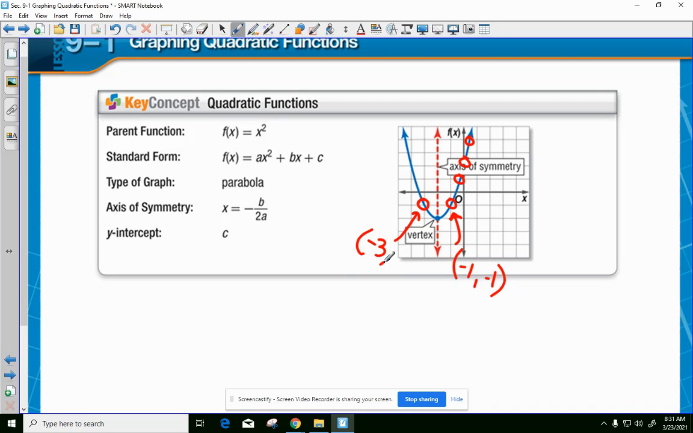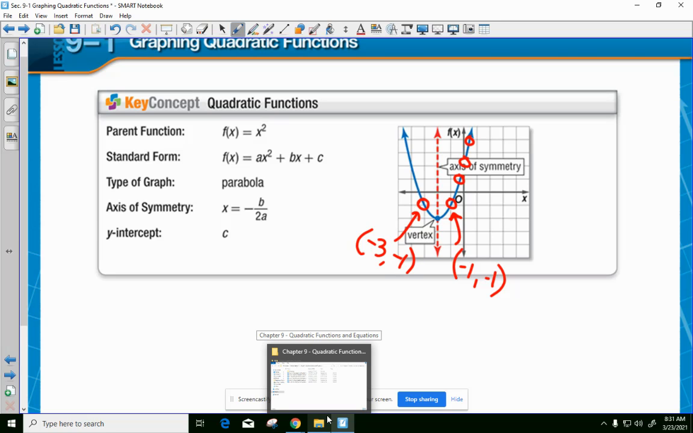would be -3 and -1. They both have the same result, okay, on opposite sides. That's super helpful in a parabola because it means I don't have to find as many points as I'd originally thought that I had to find.